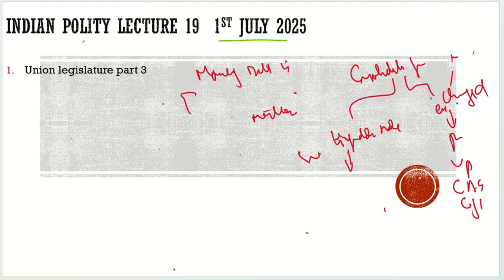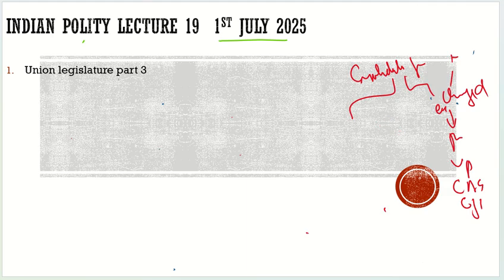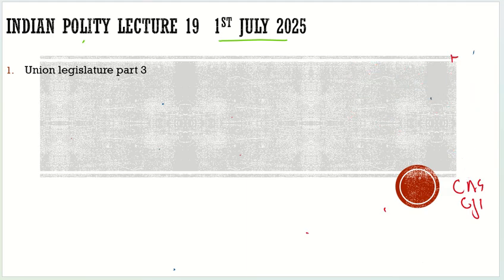It was introduced as a money bill, and the reason cited was Article 110(1)(g), any matter incidental to any of the matters specified, which is all the matters specified above. If there is any matter which is incidental to any of the matters specified, then that bill is also called a money bill. That bill can also be introduced as a money bill.